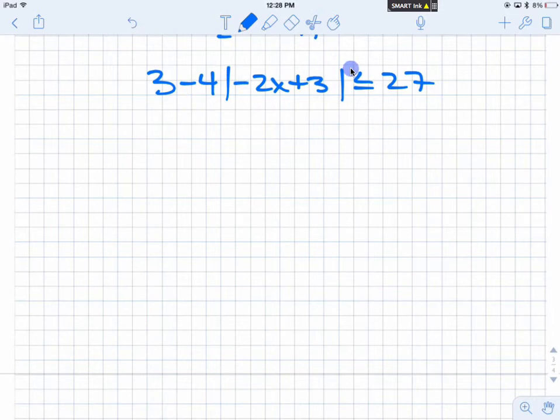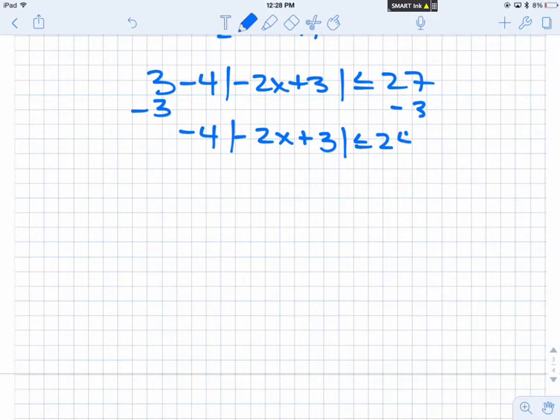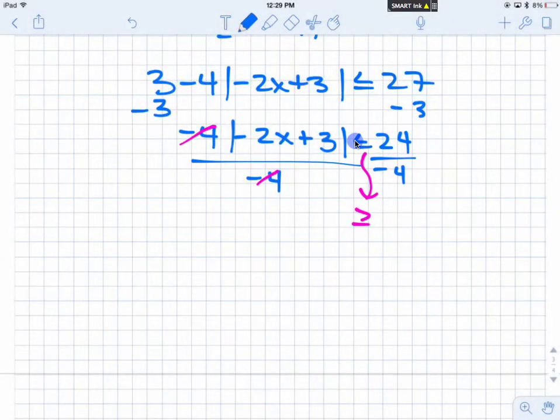Once again, let's isolate this absolute value inequality right now. So I think let's subtract 3 from both sides. So we got negative 4 times the absolute value of negative 2x plus 3. All of that is less than or equal to 24. And note to self now, when we divide both sides of this inequality by negative 4, that is going to have the effect of switching the direction of that inequality right there. So I always like to make a little note to myself so I don't forget. 24 divided by negative 4 is negative 6.